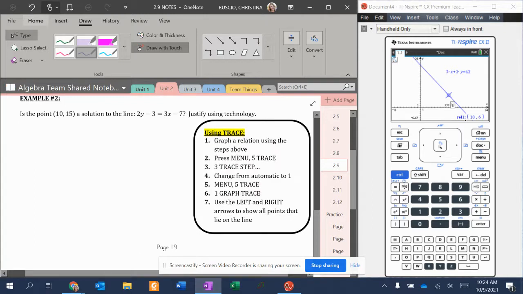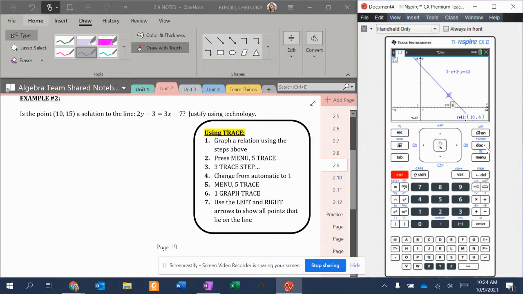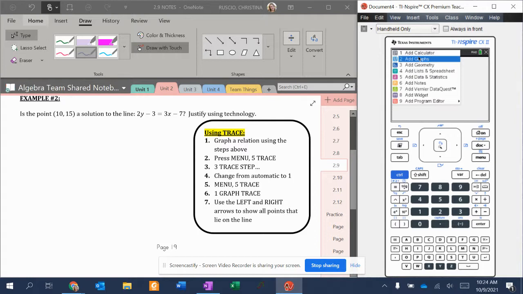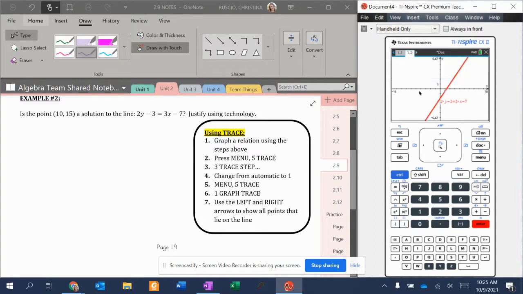All right, let's take a look at example number 2. So example number 2 says, is this point a solution? So is this point on this line that they gave us here? And justify using technology. So let's hit Control Doc to add a new page, and we're going to add a graph. And again, we don't have it as y equals, so we need to graph in relation mode by deleting the equal sign. All right, so 2y minus 3 is equal to 3x minus 7 and hit enter.